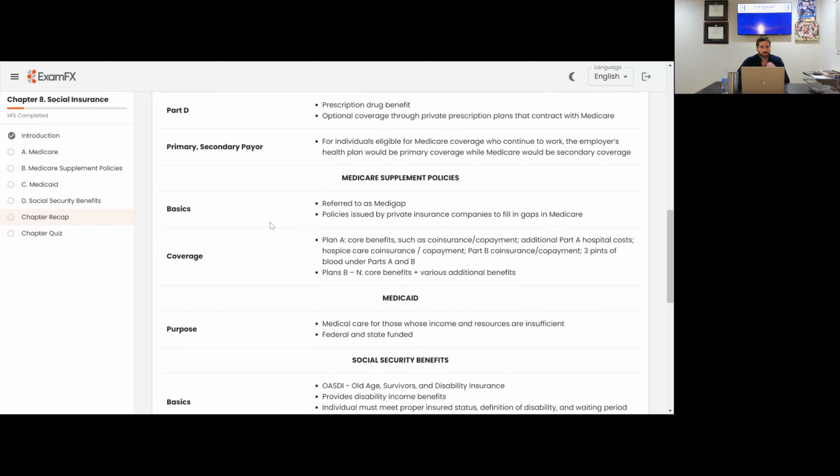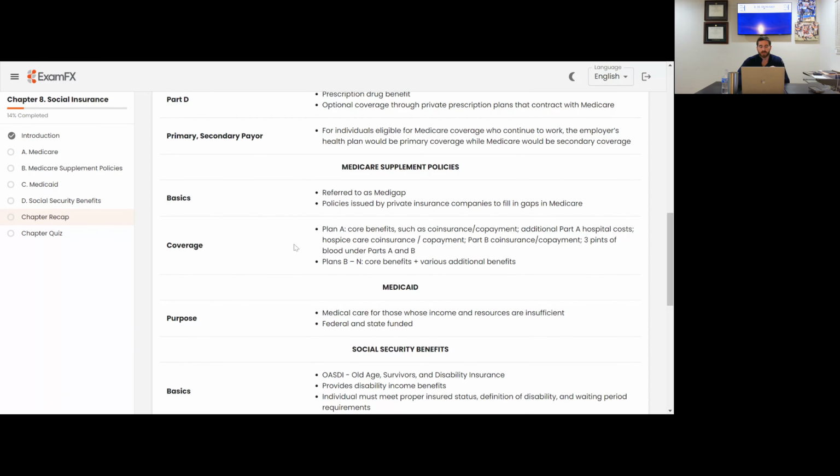Medicare supplement policies, the basics. This is referred to as Medigap, policies issued by private insurance companies to fill in the gaps of Medicare. Maybe you have that basic Part A Medicare, and there are still several gaps and several other benefits and expenses that you need covered. So coverage, Plan A, core benefits such as co-insurance, co-payment. Additional Part A has hospital costs, hospice care co-insurance, co-payment. Part B, co-insurance, co-payment. 3 pints of blood under Part A and B. This is kind of a weird thing that you might have to remember, but just know that 3 pints of blood under Parts A and B. Plan B includes core benefits plus additional benefits.